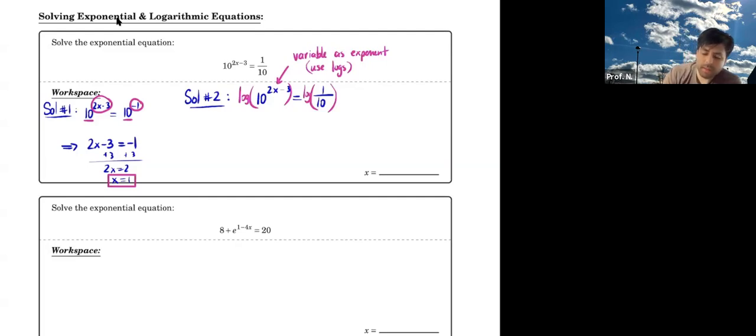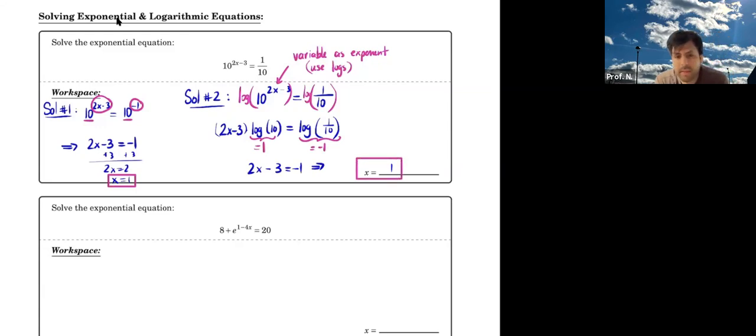And what does that mean? This thing goes in front, doesn't it? So we have 2x minus 3 multiplied by what? Log of 10. And then what's log of 1 over 10? What is log of 10 equal to, and what's log of 1 over 10 equal to? Well, log of 10, isn't that just 1? And log of 1 over 10, isn't that negative 1? So you see, don't I get the same exact equation? So I get the same exact answer. So x equals 1.